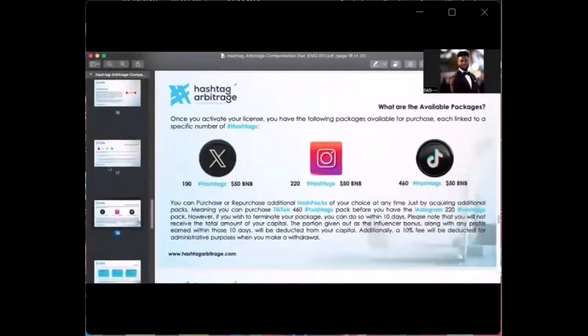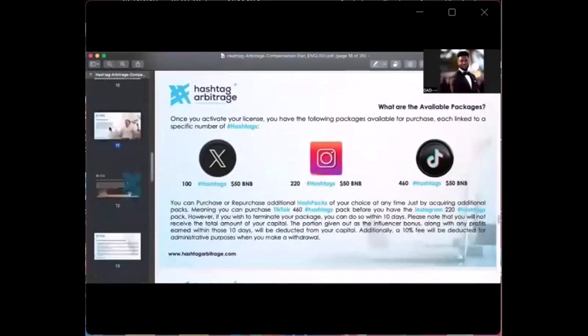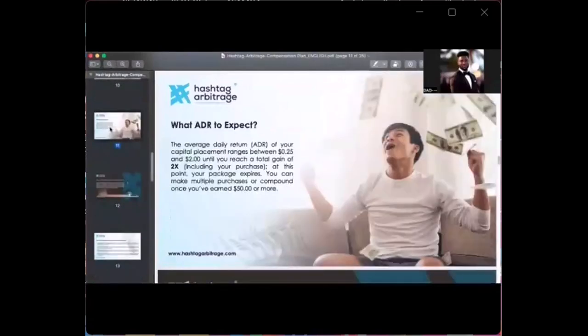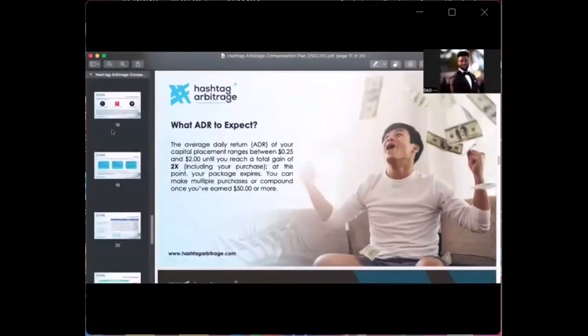Now, back to Hashtag and the daily earnings it produces, known as ADR, Average Daily Reward. So from the moment you purchase a Hashtag, you begin to earn between 25 cents and $2, depending on the Hashtag you select and its performance. You will continue to earn within that range until you've doubled your investment. Let's look at a scenario where you can only afford the $50 package. This means that by the end, you'll make a total of $100, which is 2x your investment, effectively doubling it.